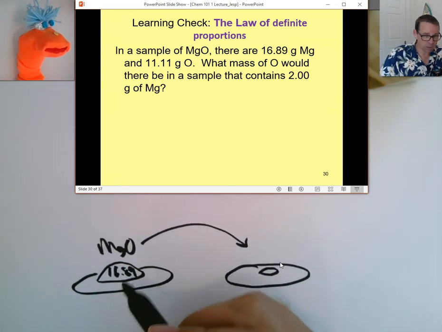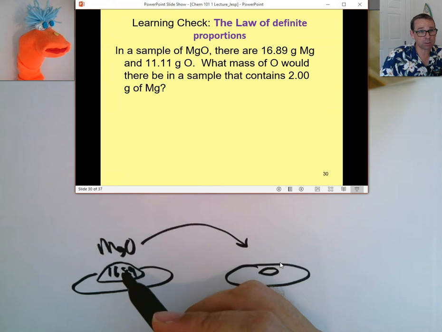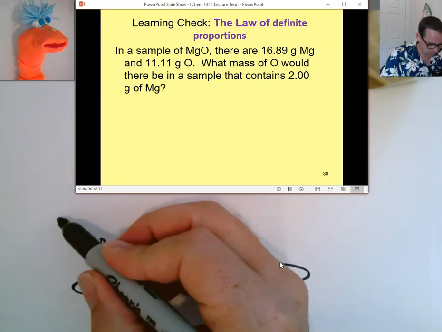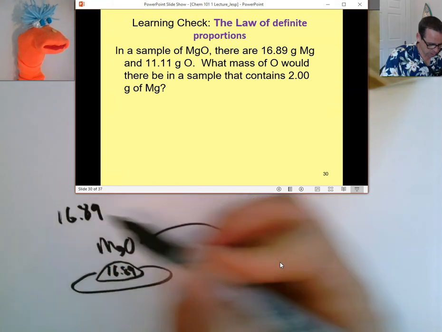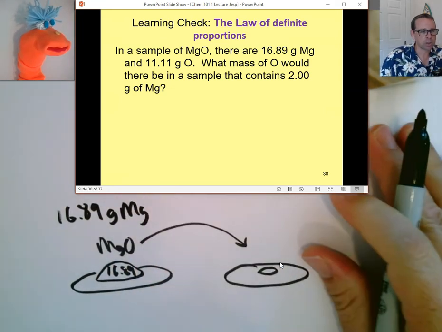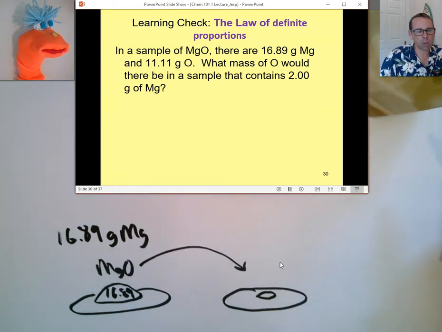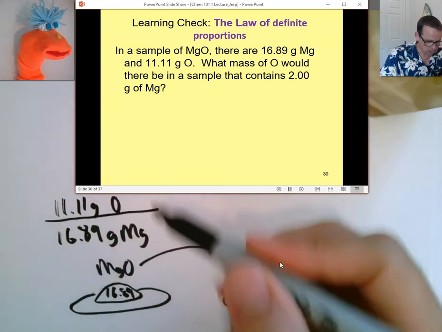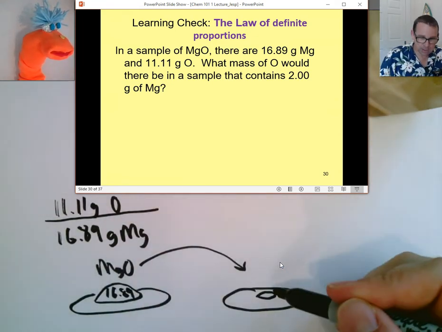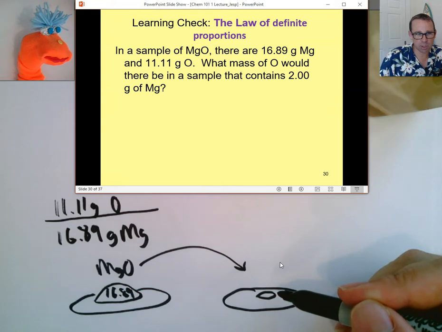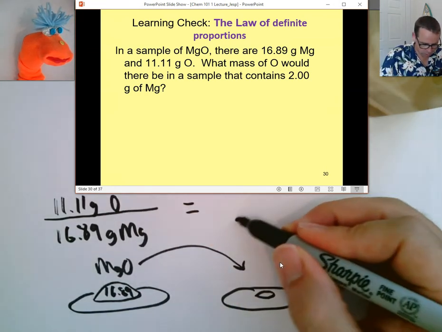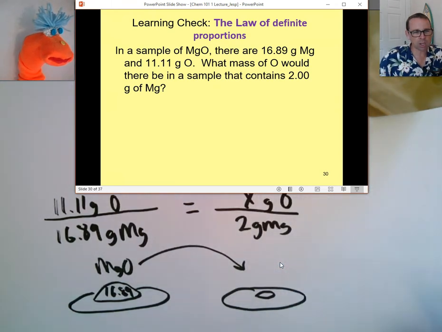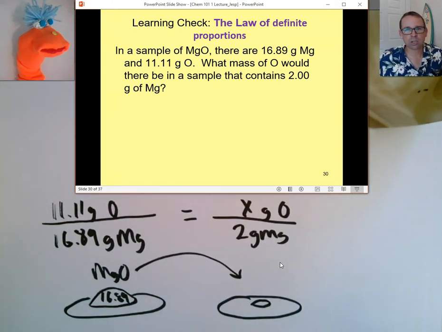Okay, so 16.89 was grams of what? It's 16.89 grams of magnesium. That's right. 16.89 grams of magnesium, and 11.11 grams of oxygen. And you're right, like you said, that ratio should still exist for this magnesium oxide over here, even though it's a smaller amount. So I can set that equal to 2 grams of magnesium over here and identify how many grams of oxygen are in my unknown. Do you know how to solve that problem?